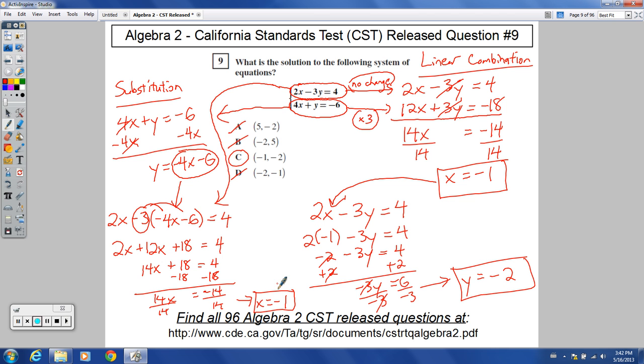From there, you would do the same thing. You just plug it back in. I'm not going to do that work again, but we do the same thing as before. Plug it in for x and solve for y in one of these two equations. So hopefully you found that helpful. Number 9 should be choice C.